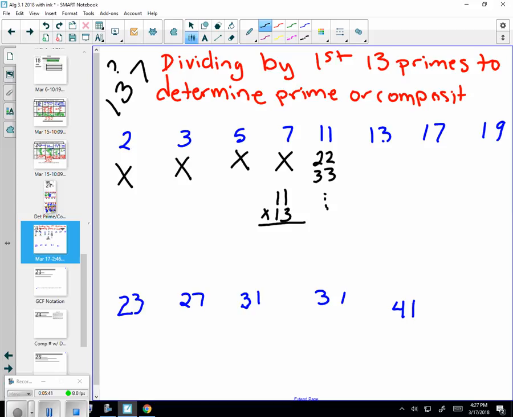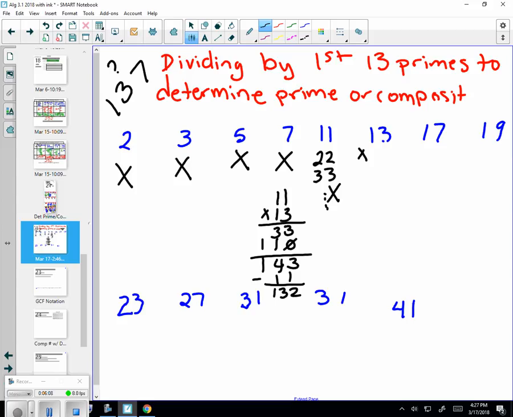1 times 3 is 3. 3 times 1 is 3. Put a placeholder. 1 times 1, 1 times 1, 3, 4, 1. That was a little bit too much. So if I took 11 off, 132, that's now too little. 11 does not go into 137. Let's take a guess with 13.